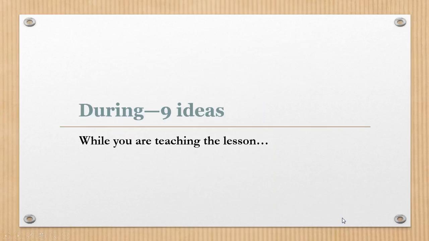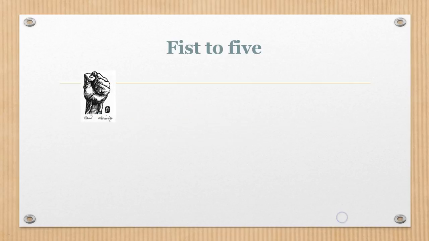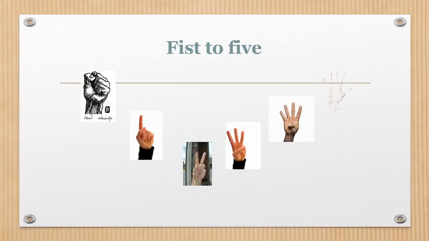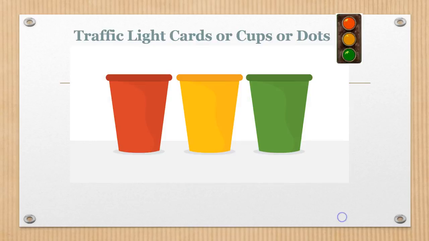Now we're going to be turning to 9 ideas you can use during the lesson you are teaching. Fist to 5, you probably know, you just fist if your understanding is clearly no understanding, all the way to 5, in which you're showing that you have strong understanding of whatever is being taught. A very quick way to do that.